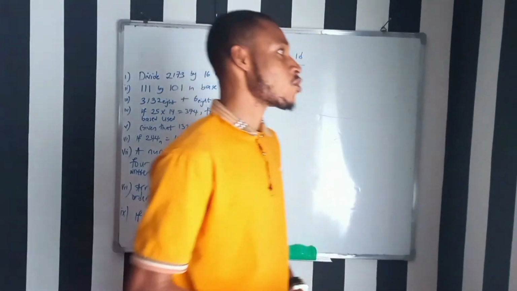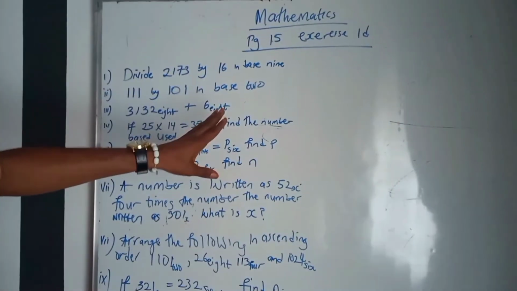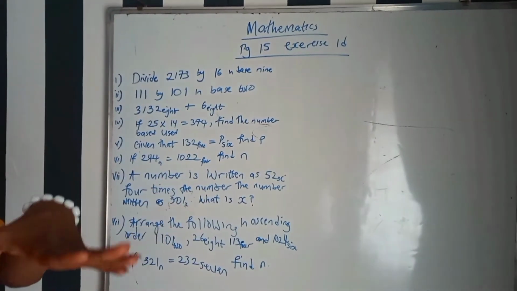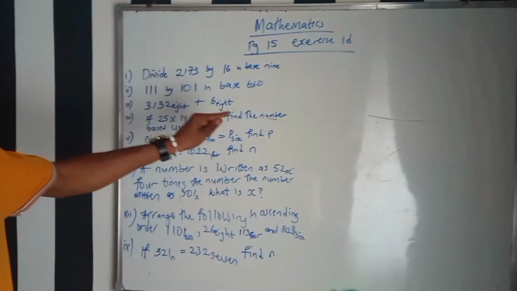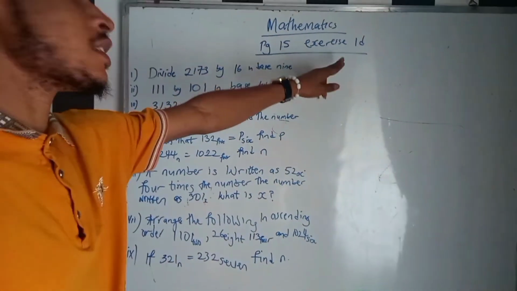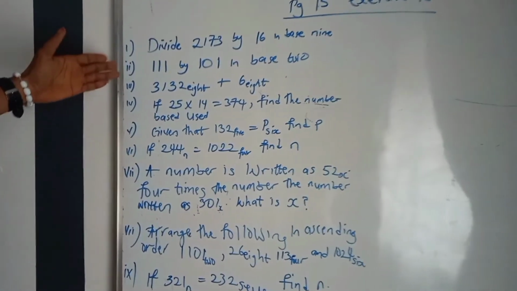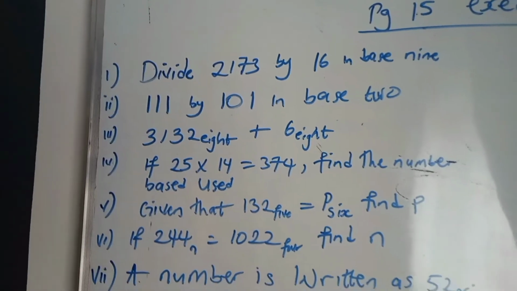Now let's go back to the exercise that we have here. This is comprehensive questions for those who are in SS1 or who are using the complete textbook. If you go to page 15 of the textbook on comprehensive, this is exercise 1D of the math questions. As you can see, you will see questions there. Number one, divide. These are the questions which we are going to solve in exercise 1D.